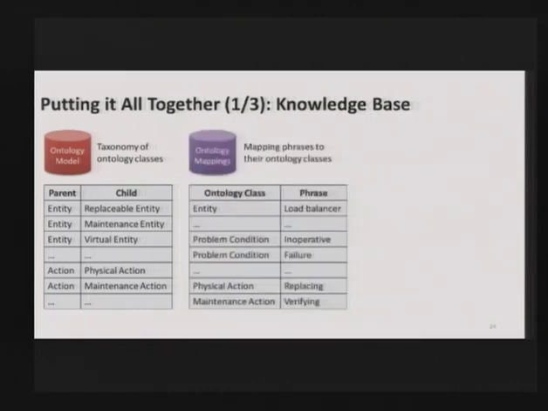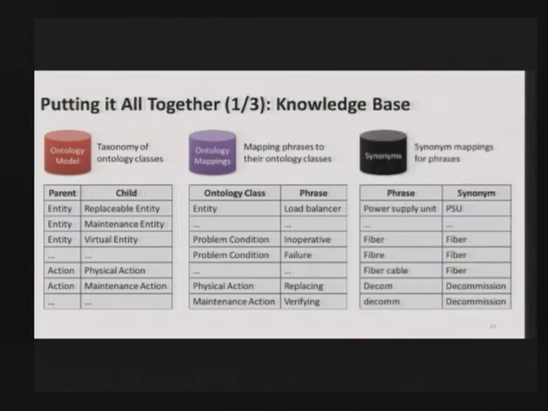The second is ontology mappings. What does that mean? Each domain-specific phrase is now tagged with an ontology class label. Therefore, something like a load balancer, which is a device in data centers, is tagged as an entity. Inoperative, as I was mentioning, is a problem condition. There are different conditions. For instance, amber is just describing the state of a light, so that is not a problem condition. And failure is another problem condition, and so on and so forth.